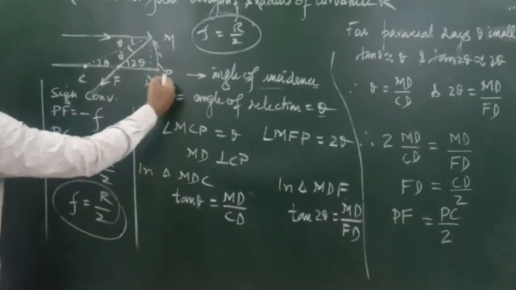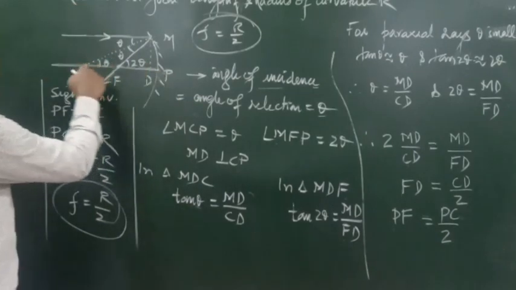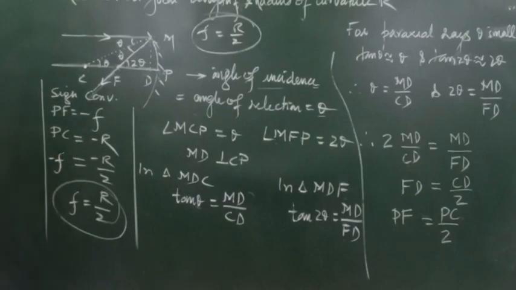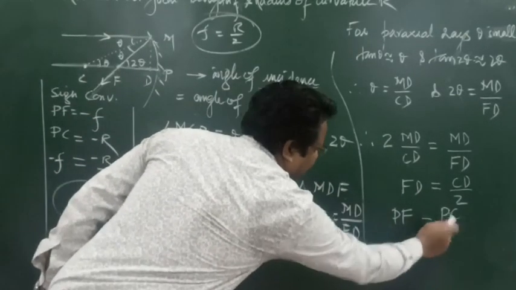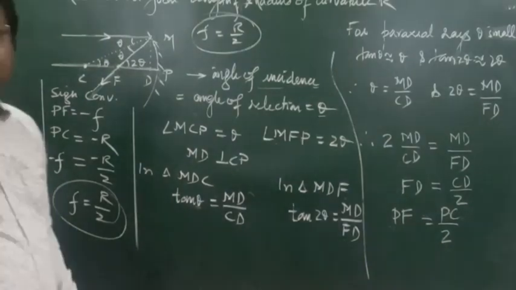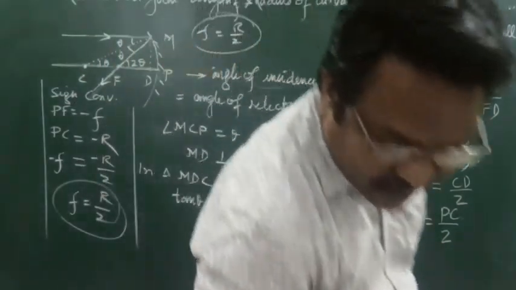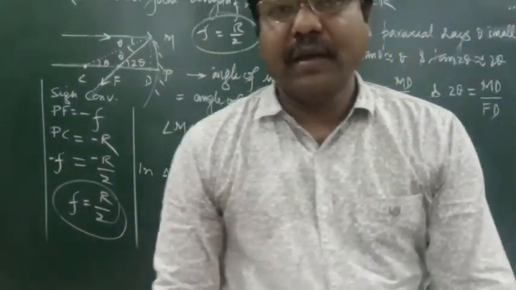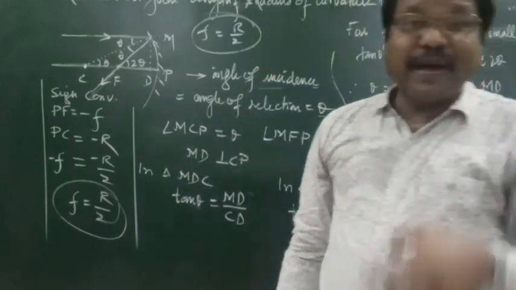PC, the radius of curvature, opposite to the incidence ray. So minus R, that we have taken. And when you put this as minus F, minus R by 2, you will get this. And finally, F equals to what? R by 2. This is the first derivation we need to deal in this spherical mirror part.